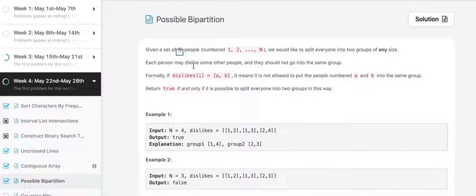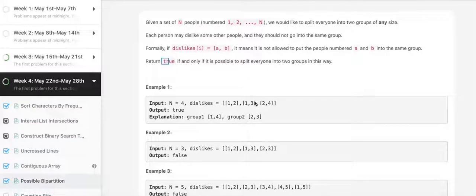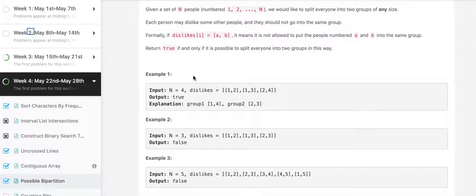So we are given a set of n people and we would like to split everyone into two groups of any size. However, while doing so, we need to consider that every person may dislike some other people, so they should not be in the same group. If it is possible to split them in two groups, then we need to return true, otherwise we will return false.